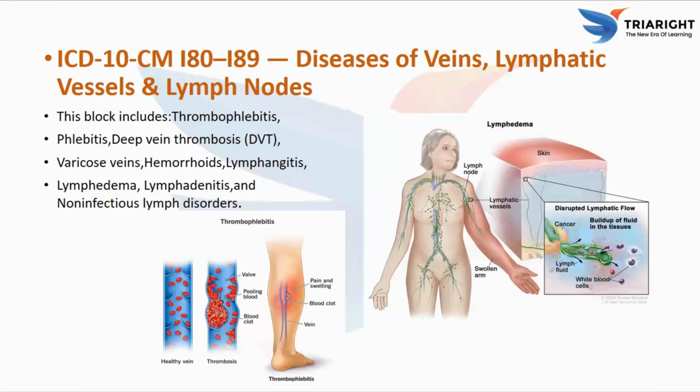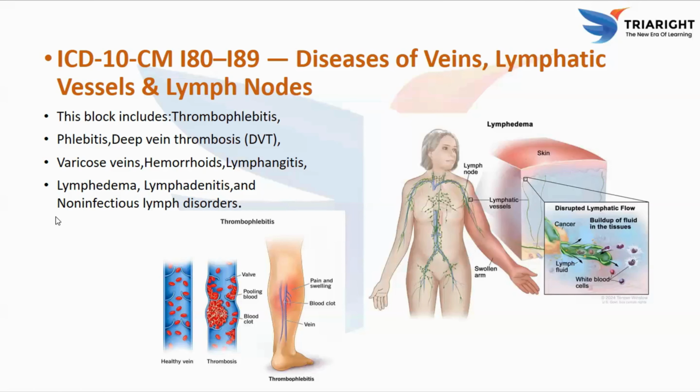Next, coming to lymphedema. Lymphedema is I-89.0. You can see swelling caused by blocked lymphatic drainage. This is common after cancer surgery or radiation. Fluid collects in the tissue, giving a swollen arm or leg. And then lymphadenitis. It is assigned the code I-88. In this you can see inflamed lymph nodes, usually due to infection. What is an example of lymphadenitis? Swollen, tender nodes in the neck during an infection.